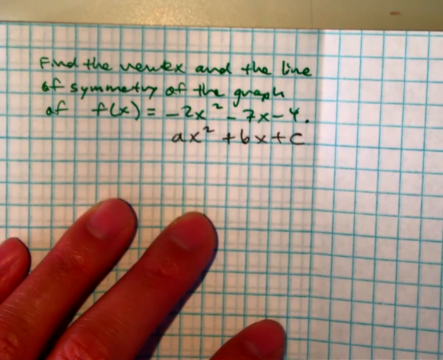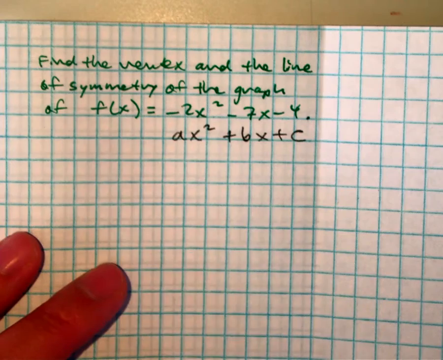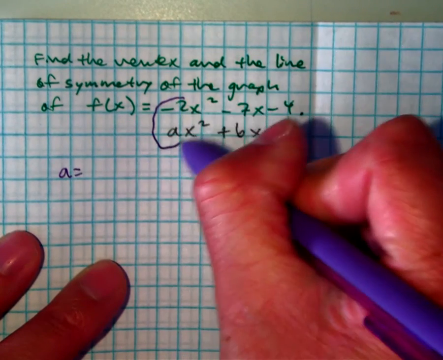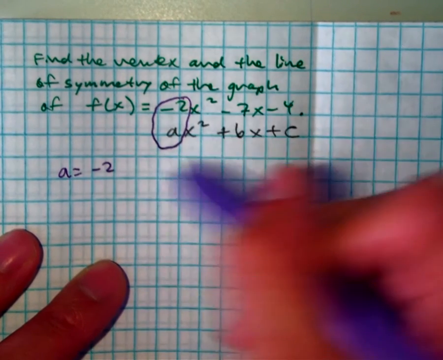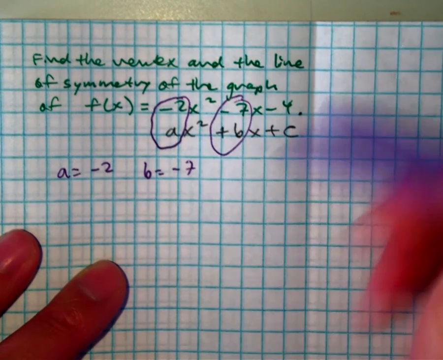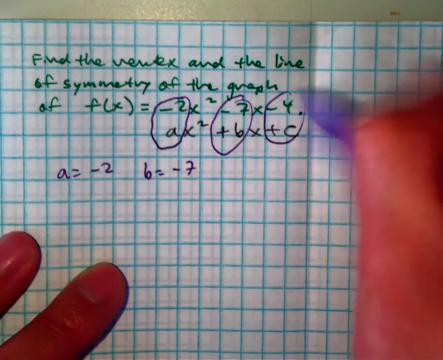Here I can identify my a, b, and c. Class, my a value is? It is the coefficient in front, that is negative 2. My b value? And my c value is? Negative 4.